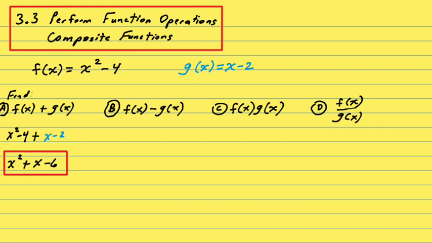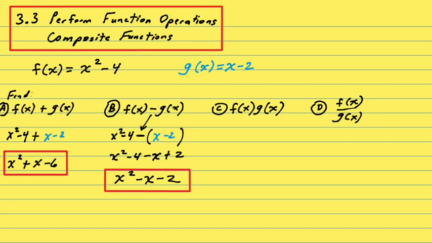And if you have f of x minus g of x, you have f of x, which is x squared minus 4. It's minus because I'm using the minus. Always use parentheses when you subtract. So this is x squared minus 4 minus (x minus 2), which is x squared minus 4 minus x plus 2. Combining like terms, I think negative 4 and 2 combine to give you a negative 2. So if it says to add them, you add them. If it says to subtract them, you subtract them.